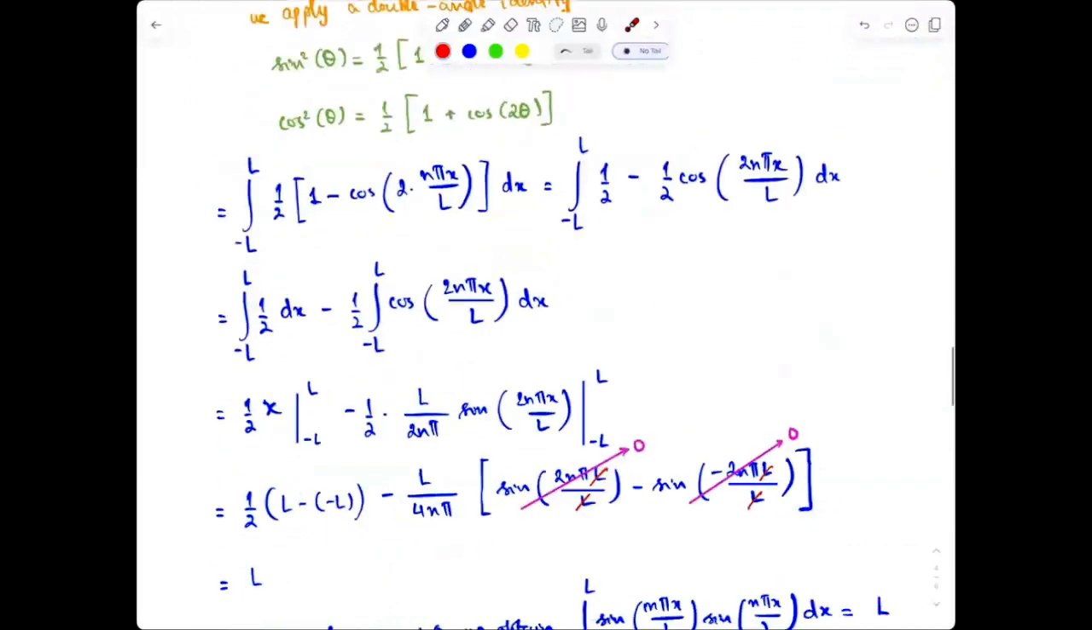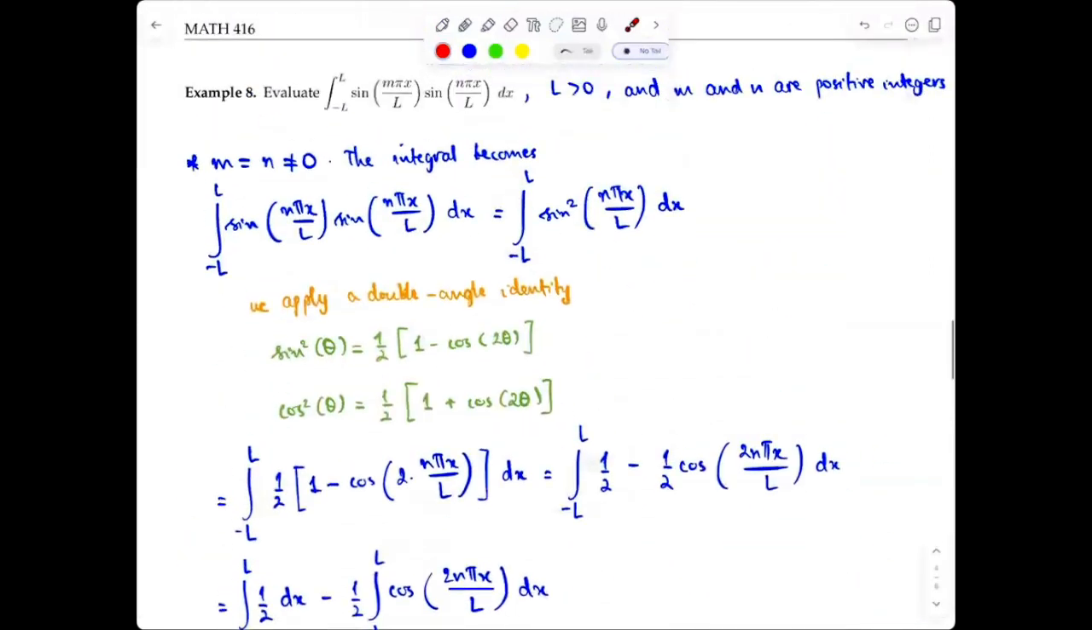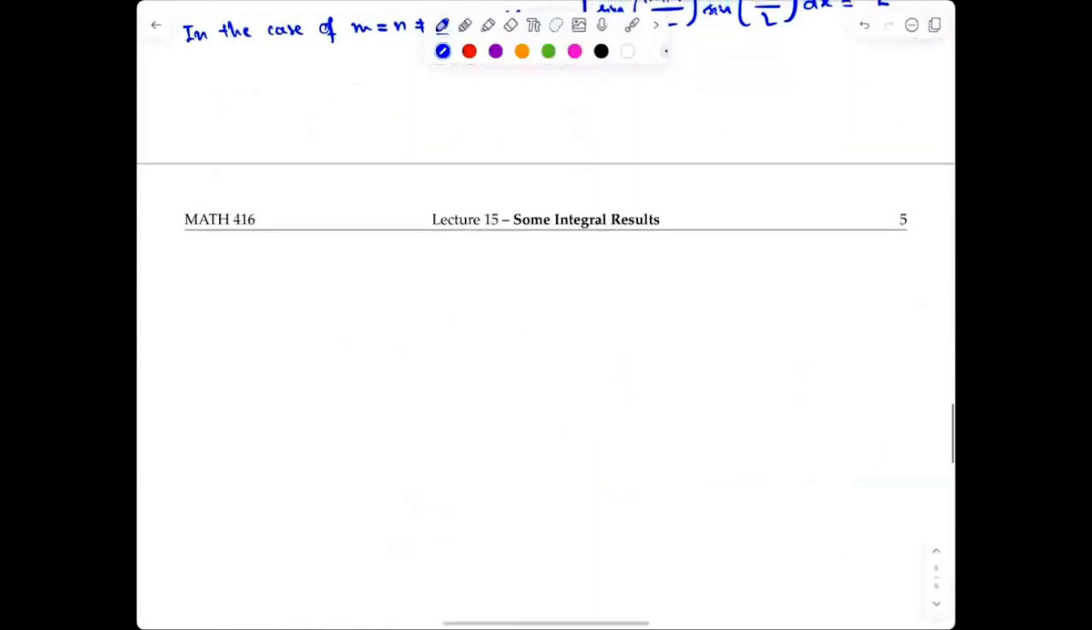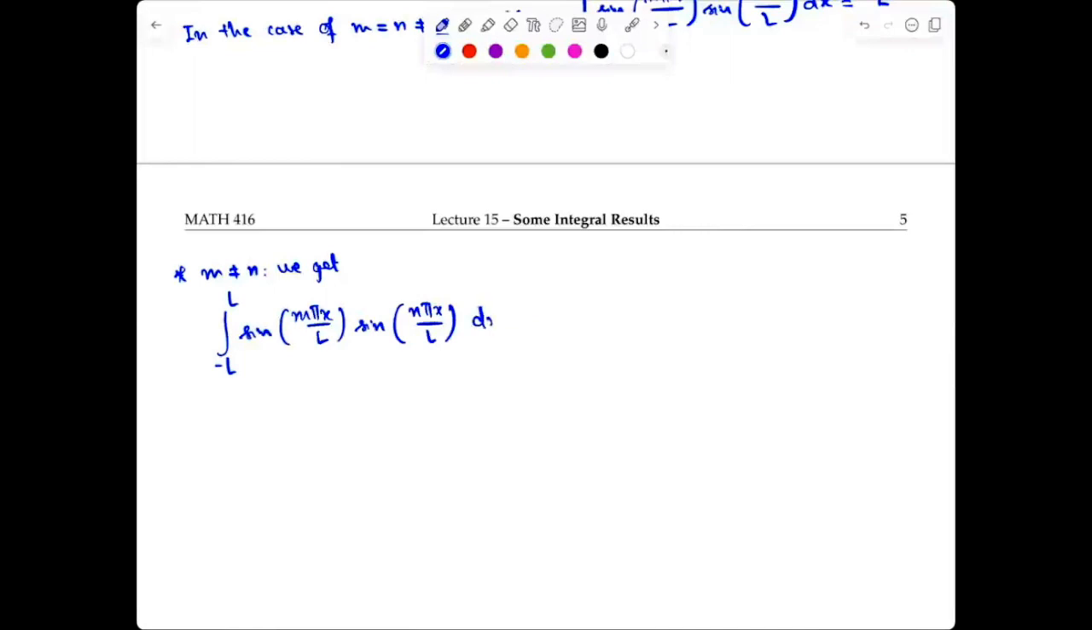Okay, so let me move on to the second case. The second case is where m is different from n. So when m is different from n, we get the original integral of the form: the integral from negative L to L of sine of m pi x over L times sine of n pi x over L dx.